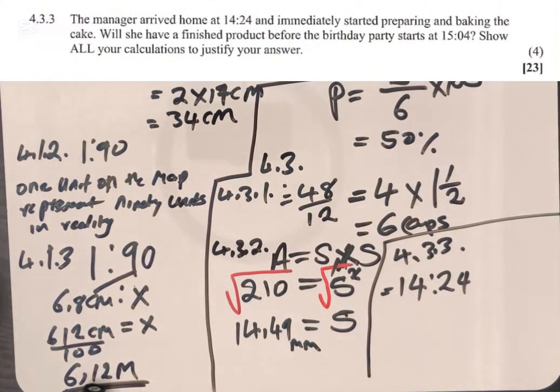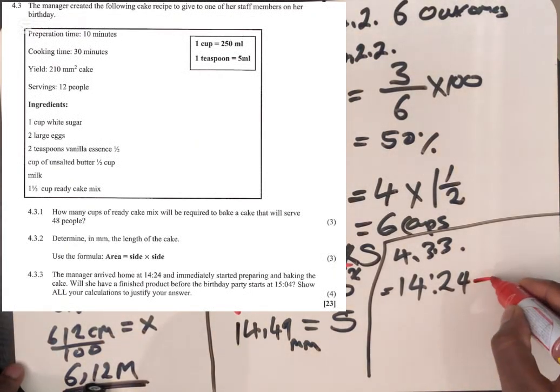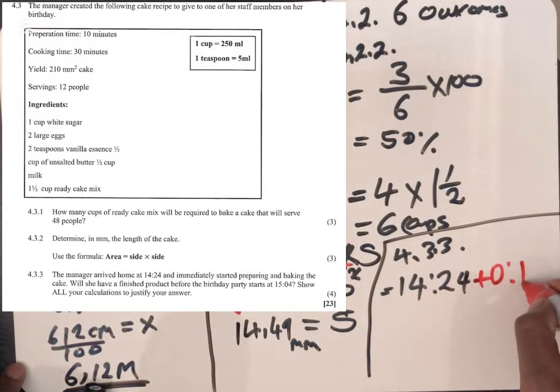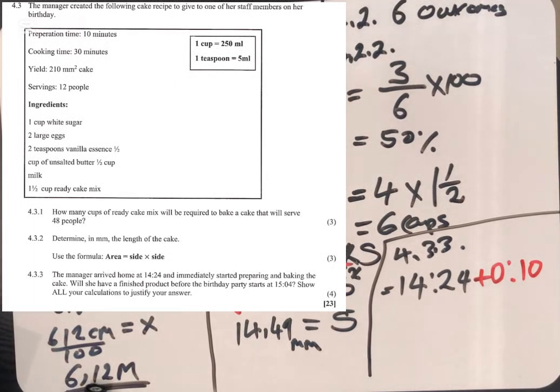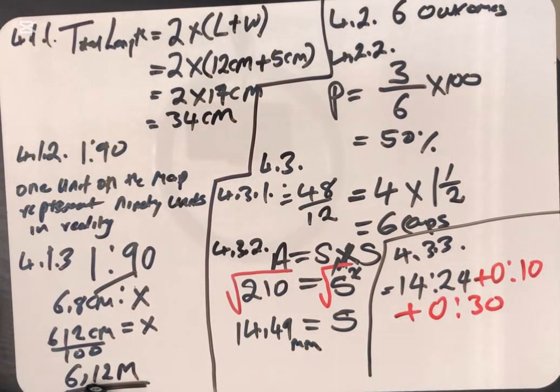It's very simple. In this case, we're just going to say that she arrived at home by 14:24. She needs 10 minutes of what? Of preparation. 10 minutes of preparation is going to be plus 0 hours and 10 minutes. This one is for preparation. After preparation, she needs how many minutes? She needs another 30 minutes of cooking time. I'm going to say plus 0 hours, 30 minutes. And what else? That is the only time that she needs.